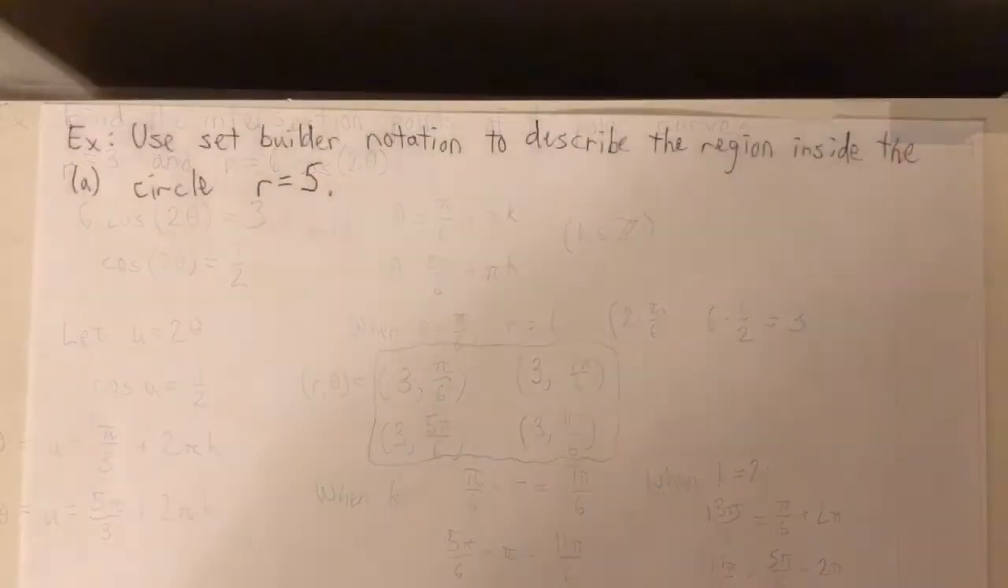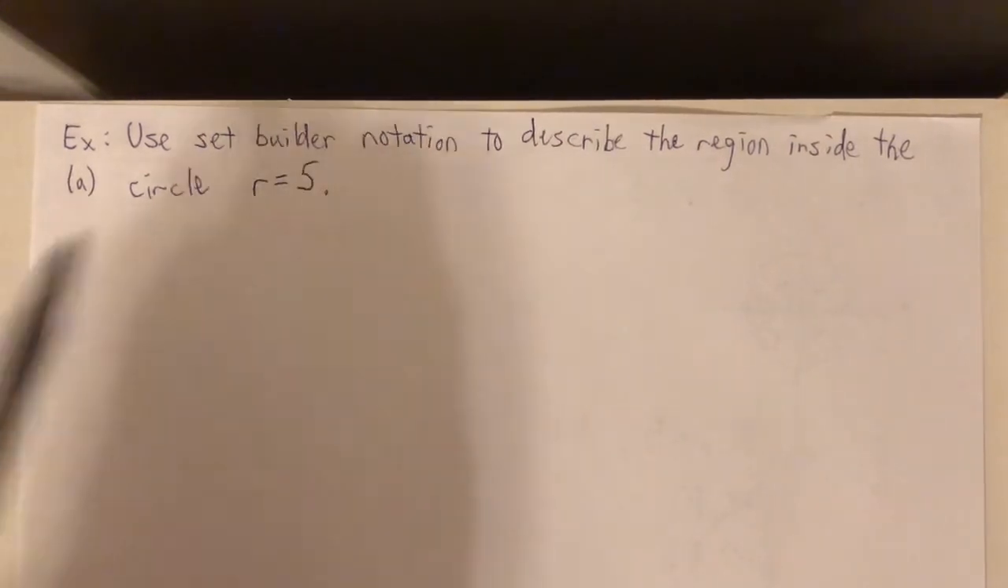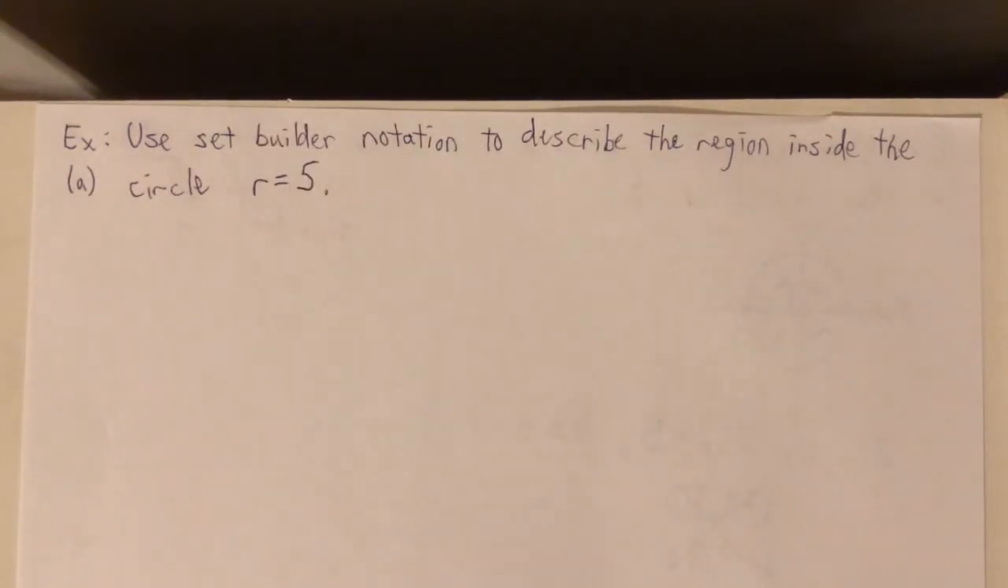Now, your book doesn't do any examples like this, but there are some problems in this section where you have to use set builder notation to describe the regions that are determined by polar curves. This is going to be useful for you in Calculus 2 when you want to find the areas of regions determined by polar curves. You're going to need to be able to express what those regions are in a precise way so that you can find their areas.